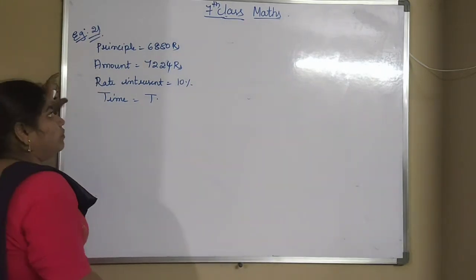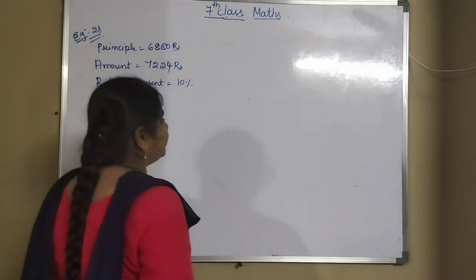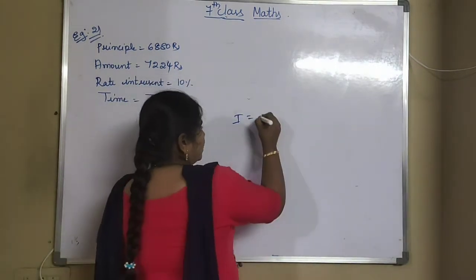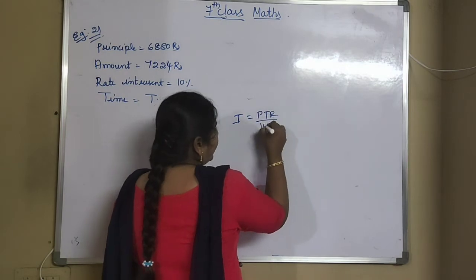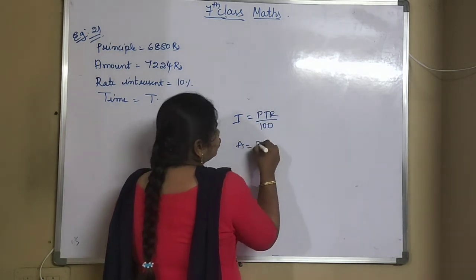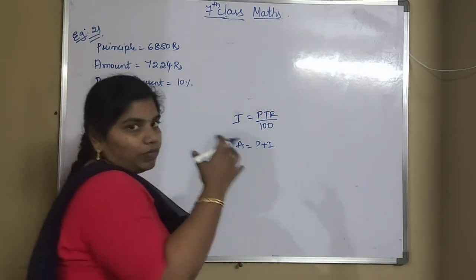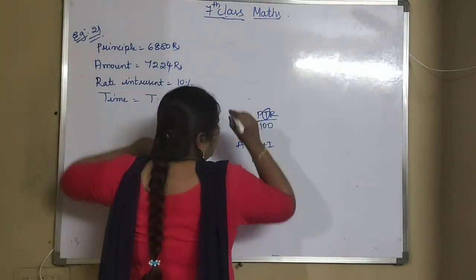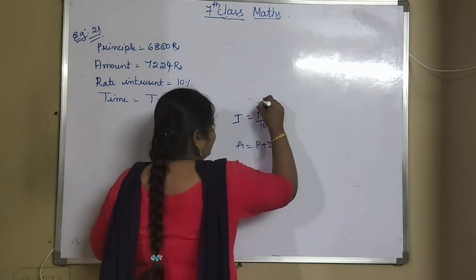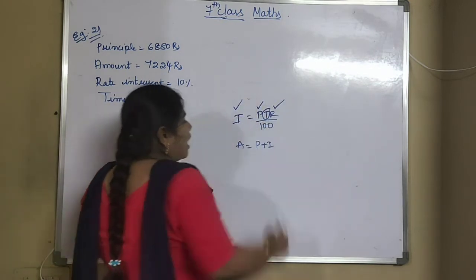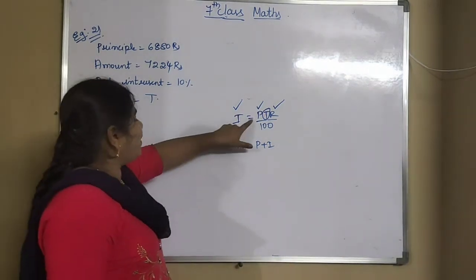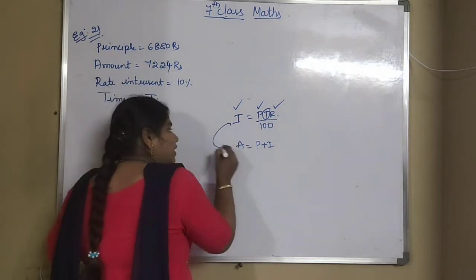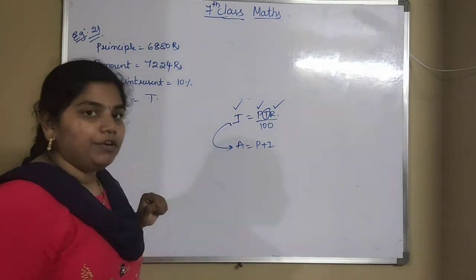Now which formula I have to use? I want to find the T value. We have two formulas: I is equals to PTR by 100, and one more is A is equals to P plus I. We want time, so we want this part. For finding this one we want P value, R value and also I value. We have P value and R value but we don't know the I value. So first we will find the interest value.